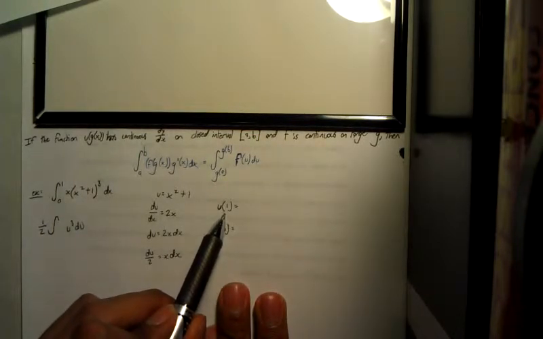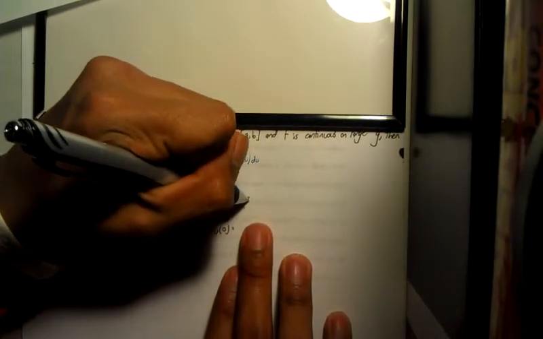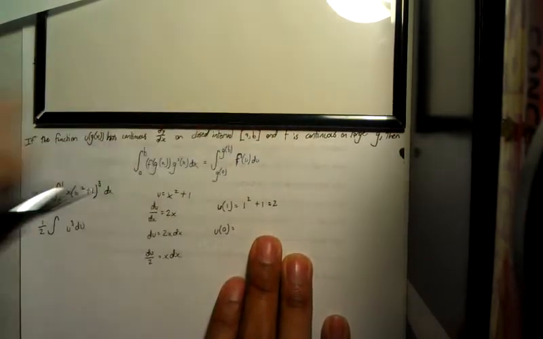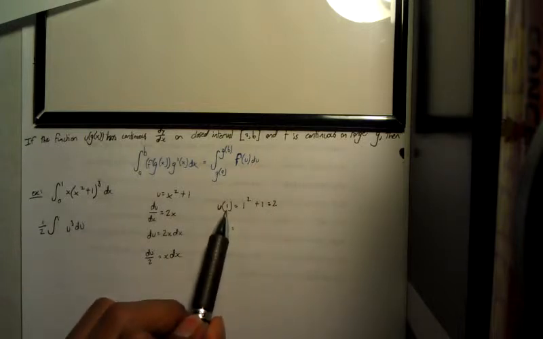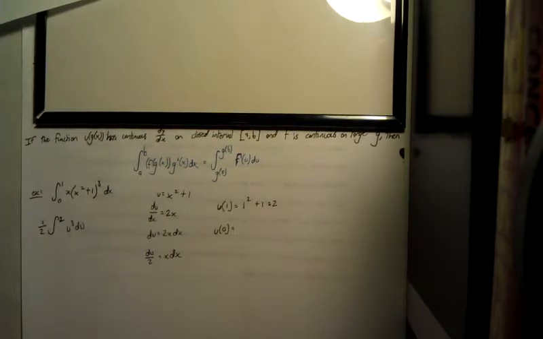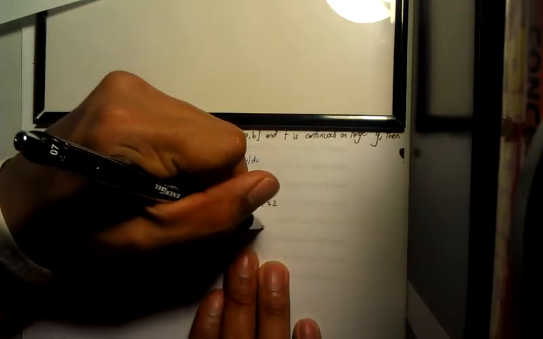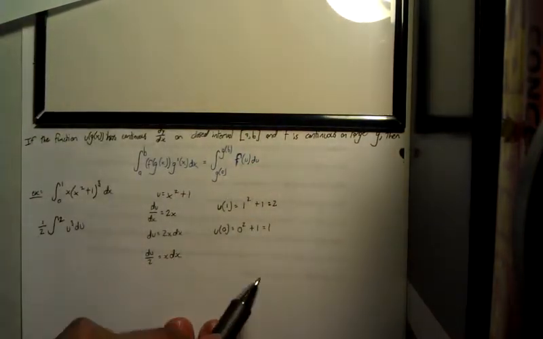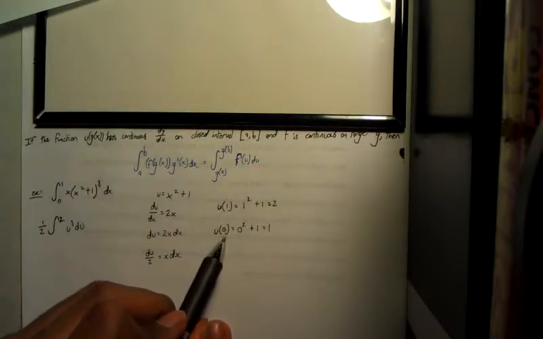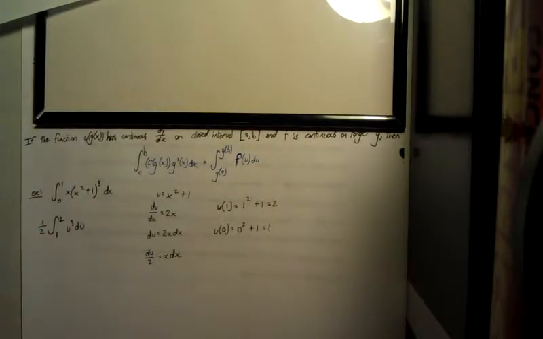Now, when I plug 1 into my u equation, I'll get 1 squared plus 1, and that equals 2. So this 2 is going to take the place of the 1, so it's going to be right there. Now we're going to do the same thing with 0. 0 squared plus 1 equals 1. We're going to plug in this 1 and replace the 0 with the 1. So the 1 is going to go right there.